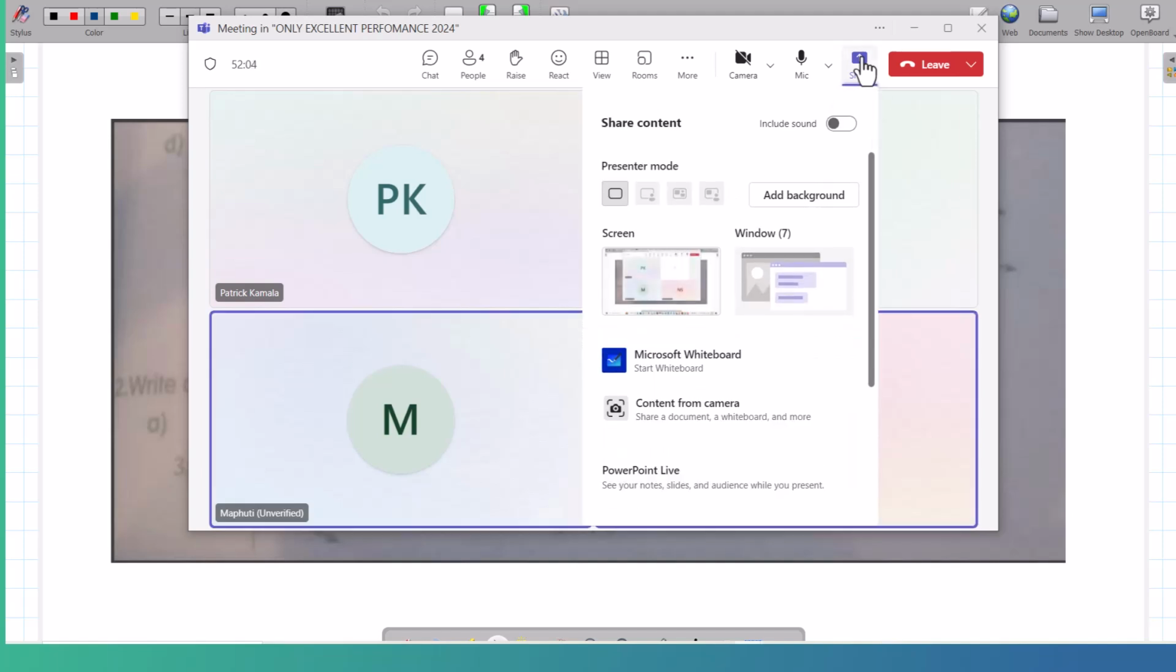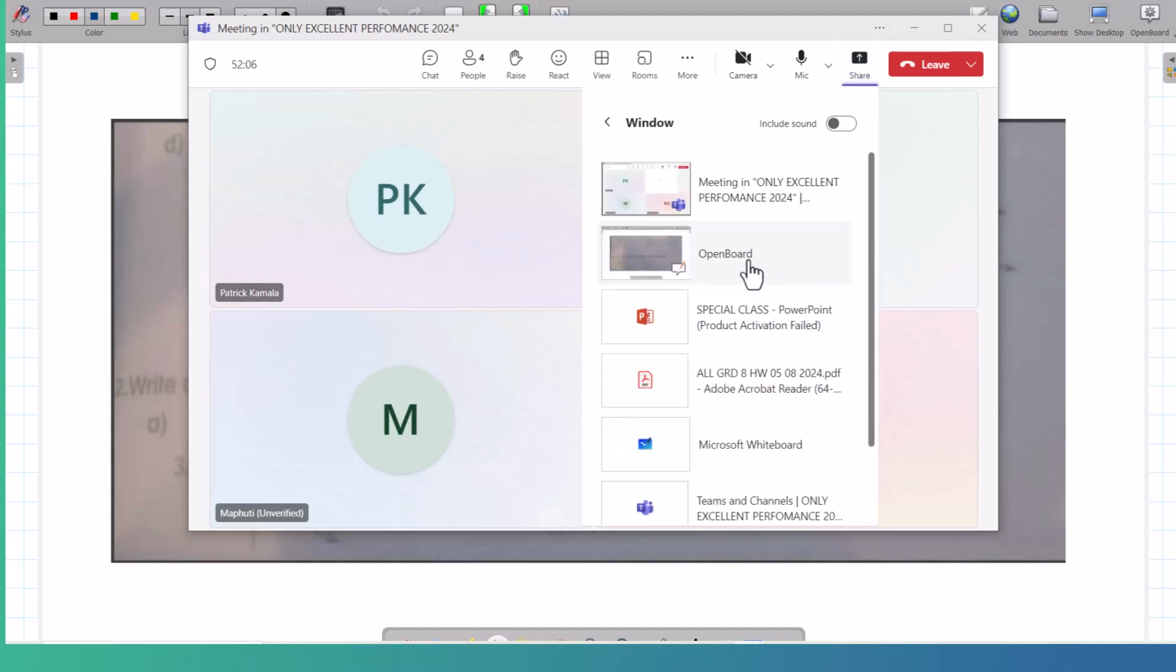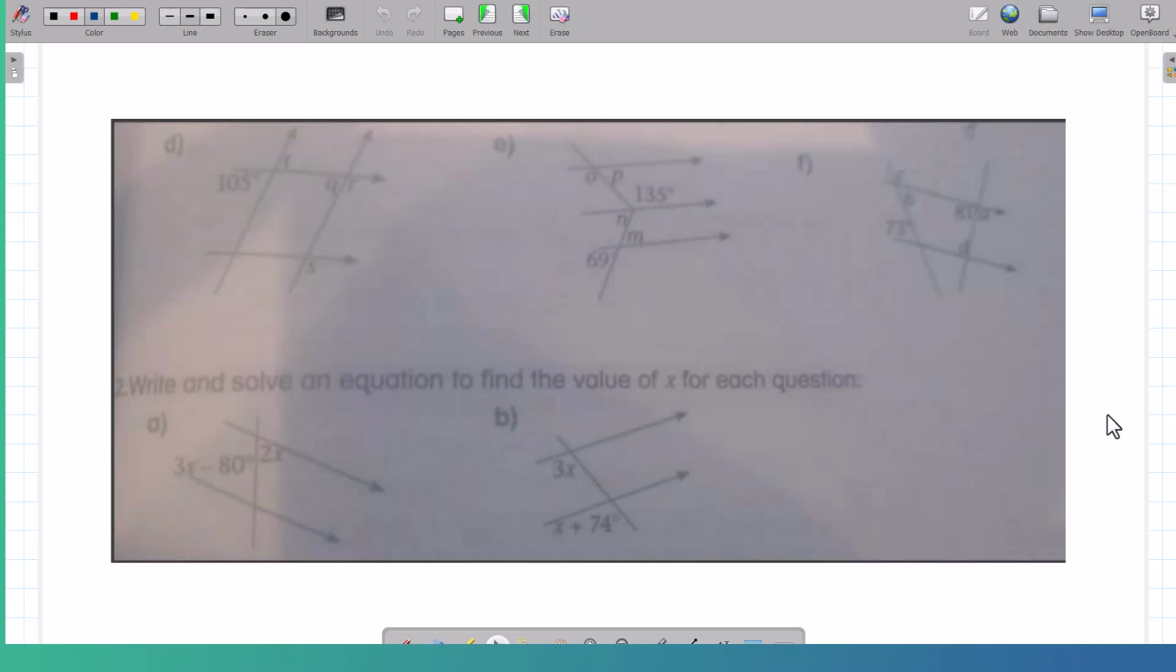Now this worksheet here, guys, if you see it, you tell me. Do you see the worksheet or you don't see it? Was it for Neo or for Maputi? Which numbers are you doing here? There is D, there is E, there is F, and question 2, A and B. We do D, E, F, then also 2, A, B.